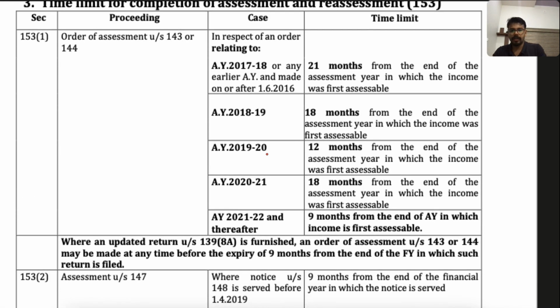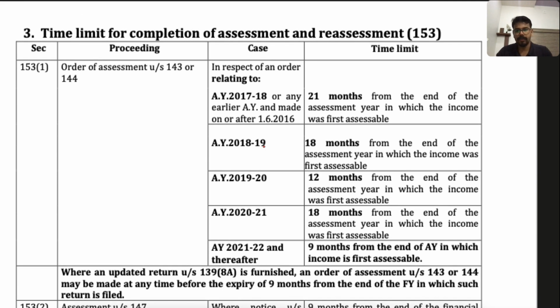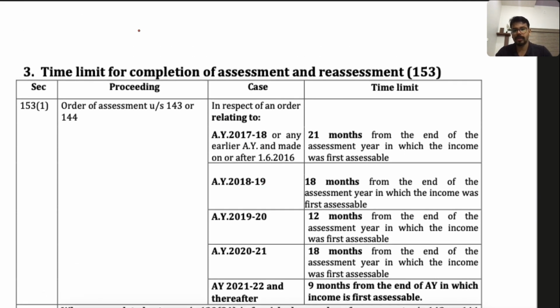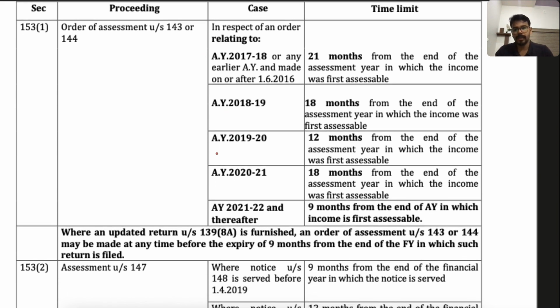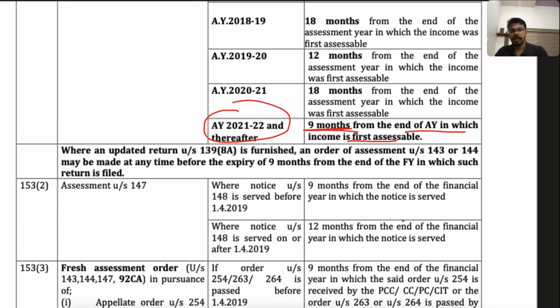Then the time limit under 153. Whatever assessment, like 143(3) or 144 or 147, it has to be completed within a specified time. So the amendment is that in case of 144 or 143, if it relates to assessment year 21-22 onwards, it has to be completed within 9 months from the end of the assessment year in which the income is first assessable.